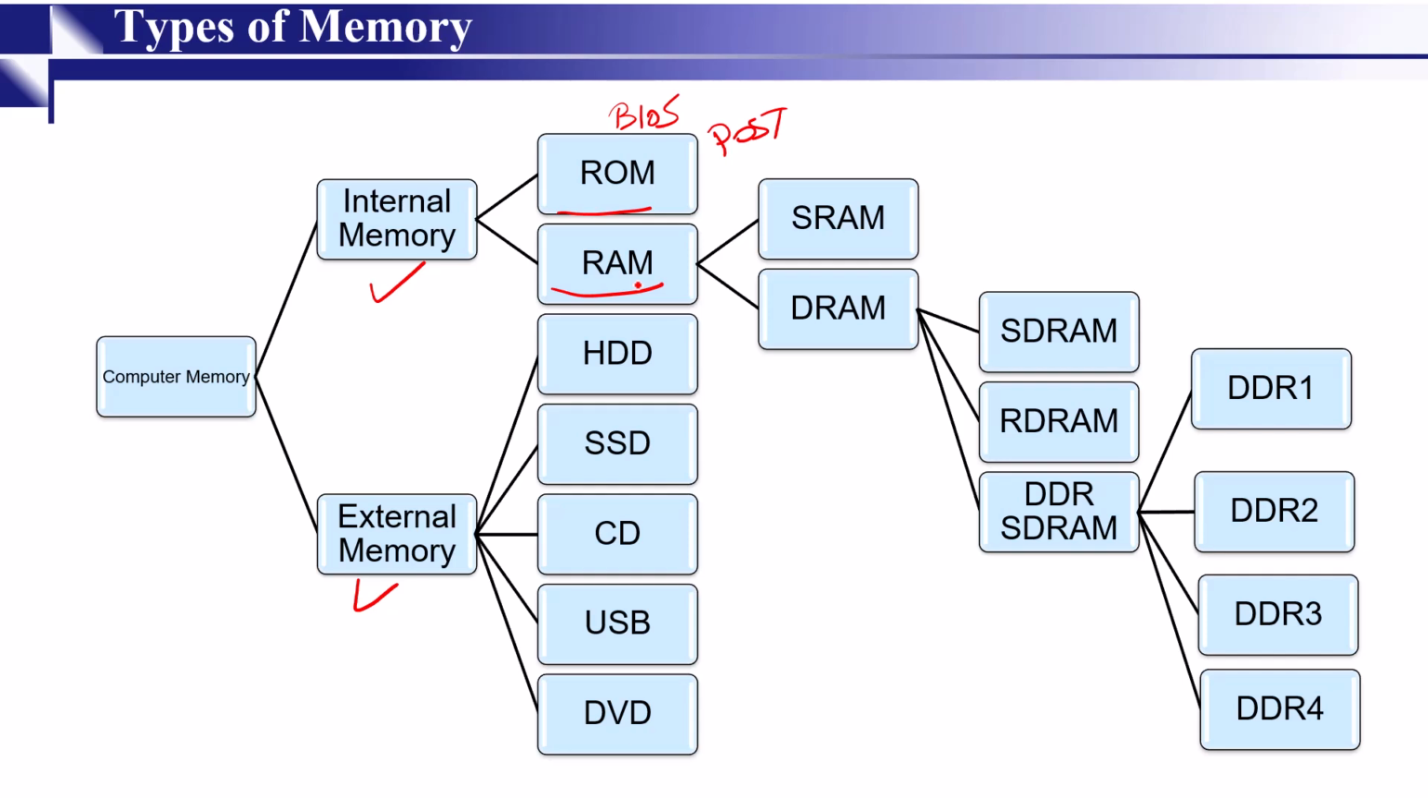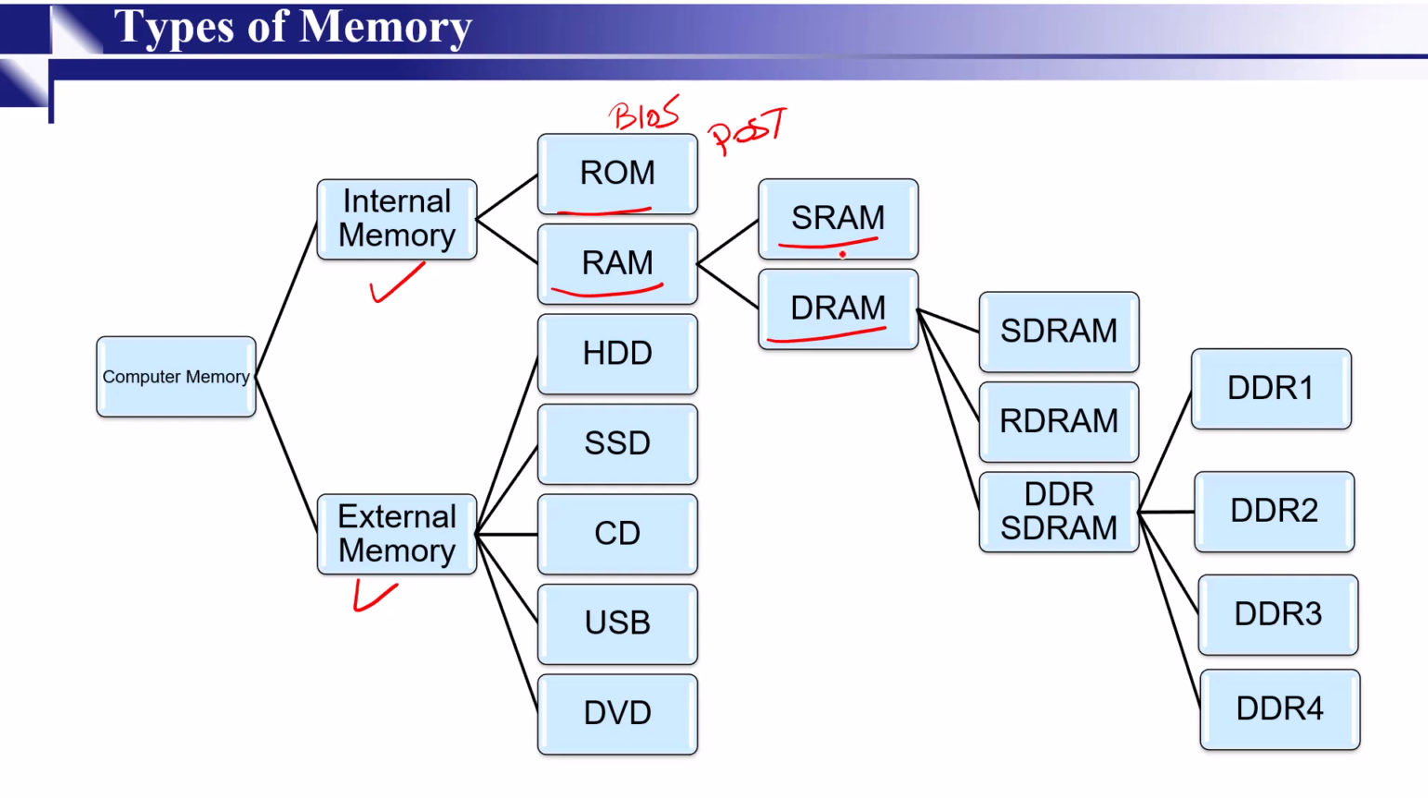It's a kind of volatile memory. It means it temporarily stores active data and programs, but whenever the computer is turned off, all the data will be erased. So here we have SRAM and DRAM. These are two types of RAM. SRAM stands for static RAM, and DRAM stands for dynamic RAM.